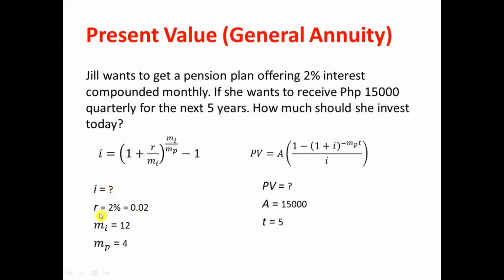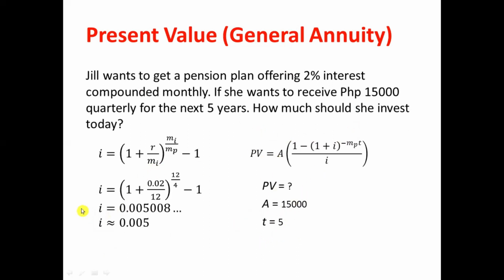So, we see here, the interest rate is 2% or 0.02. M sub i is 12, m sub p is equal to 4 for quarterly, monthly. And then present value, we're looking for that. For the amount of regular payments, it's 15,000. And then the time in years is 5 years. Find i first, and we will get 0.005 approximately.